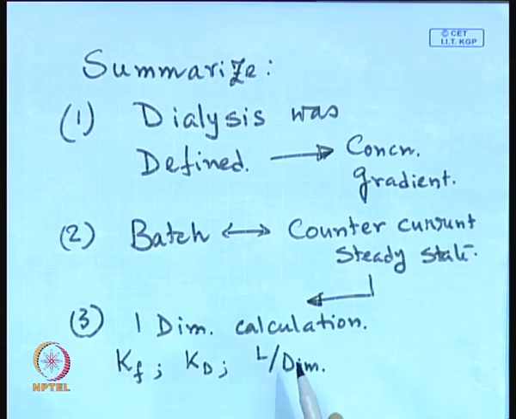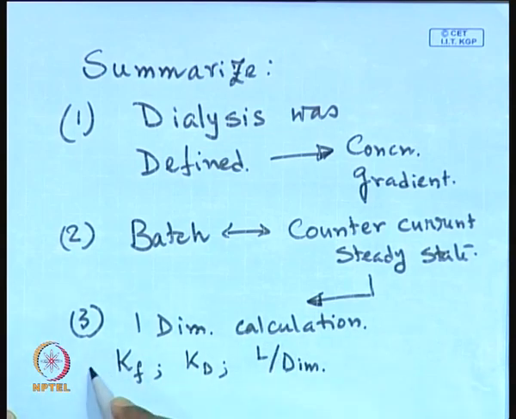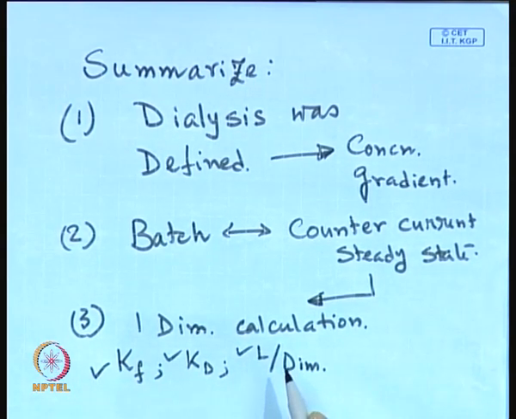This is exactly like a countercurrent heat transfer problem, okay? And we ultimately obtained a design equation which is nothing but a log mean concentration difference, delta C LMTD sort of thing. Instead of log mean temperature difference, it becomes log mean concentration difference. So by looking at those equations, and if you carefully calculate these three parameters, one will be able to design the dialyzer.